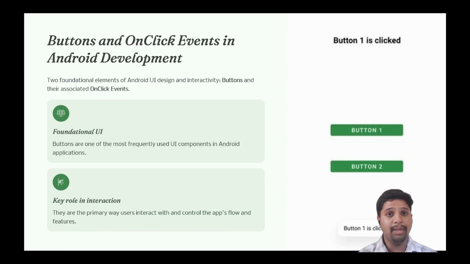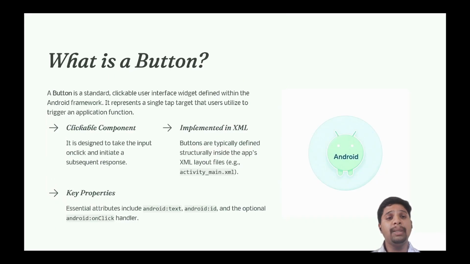So let us go into buttons and on-click events in Android development. Buttons are the most frequently used UI components in Android applications. They act as a primary means for users to interact with and control an app's features. When you tap a button, it triggers an on-click event which defines what the app should do in response. Together, a button and an on-click event make the app dynamic, interactive, and user-friendly. Without them, the app would just be a static interface with no real interaction. So let's go into what a button is.